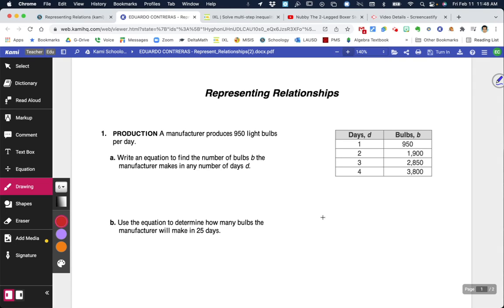Okay, so today we're going to be representing relationships as functions in different ways. We're going to start with four questions where we have some information. They'll ask you to write an equation and then do something with that equation. So let's get started.